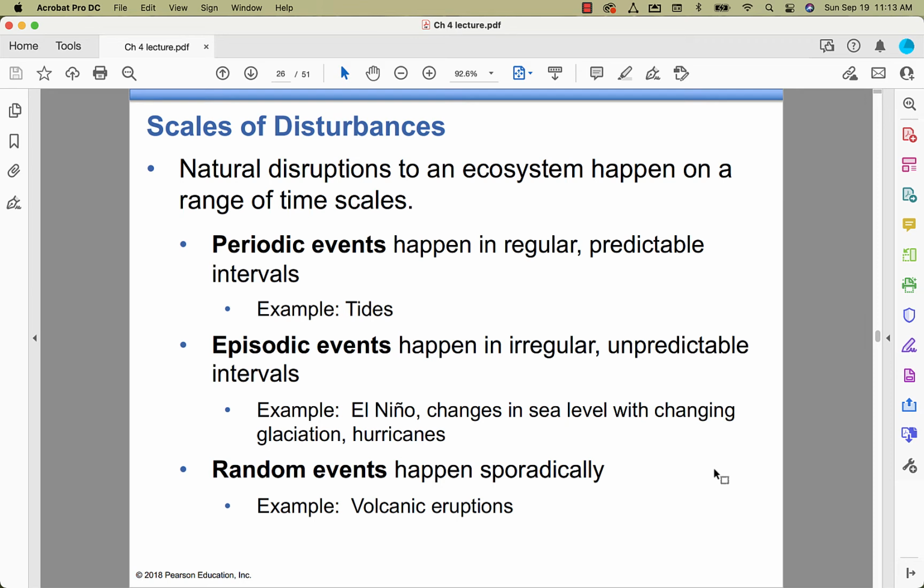Sometimes the events are episodic. It's irregular and it's unpredictable. When we get to chapter 16, we're going to talk about El Nino, and how that is irregular and unpredictable. Changes in sea level with changing glaciation. It doesn't necessarily happen at the same time frame. Okay, and then hurricanes. Hurricanes are irregular and unpredictable. They are more regular than something random, but they are less regular than something periodic. Random events just kind of happen when they happen. You can't predict it. You don't know it's coming, like a volcanic eruption.